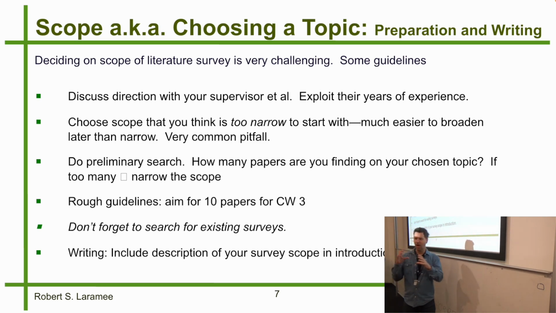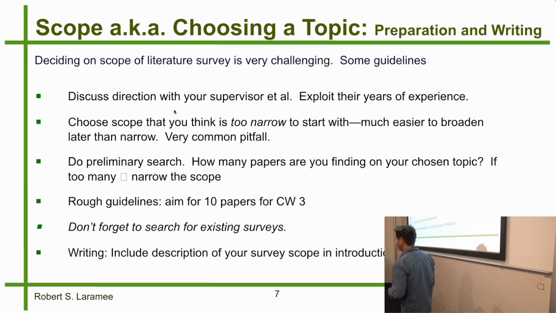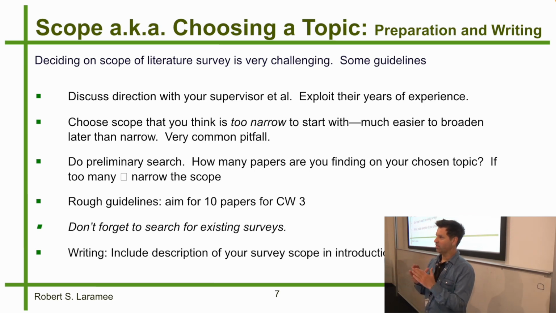If your lens is too small, you might miss some papers. So the question is, how big should your scope be? Your lens through which you view the previous literature. I know that's a little bit abstract, but that's what we're talking about. It's difficult to decide on the scope of a literature survey, so this is another thing that you need to discuss with a supervisor. It's very helpful because a supervisor will be able to tell you that scope is too broad, or that scope is too narrow. A supervisor will know the answer to that question.